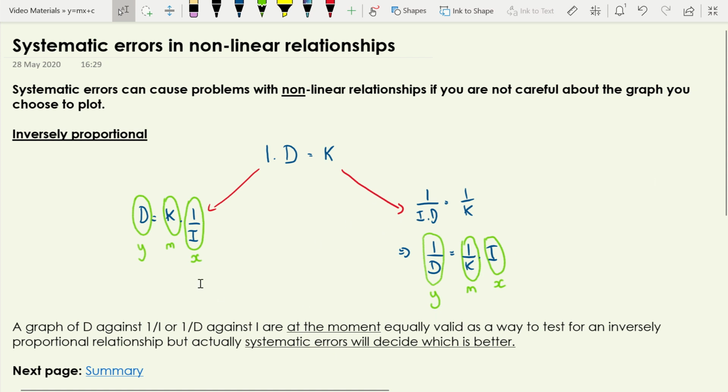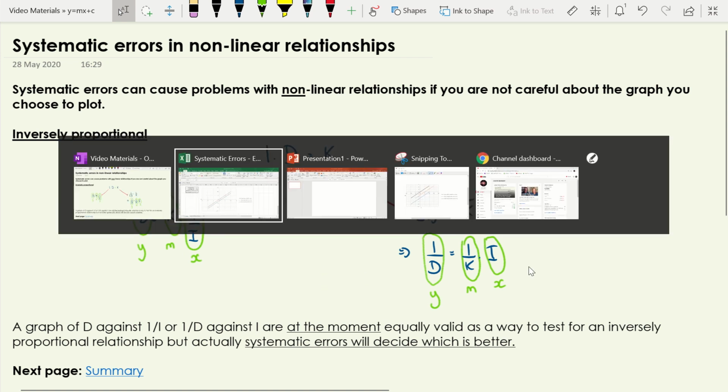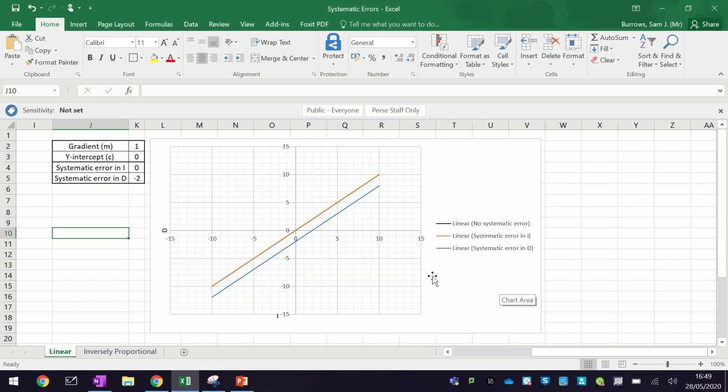Okay, so at the moment we've got these two graphs and neither is better than the other, at least from a theoretical standpoint. But actually, when we start thinking about systematic errors, one of these two graphs will be better than the other. So let's go back to the spreadsheet so we can see that.